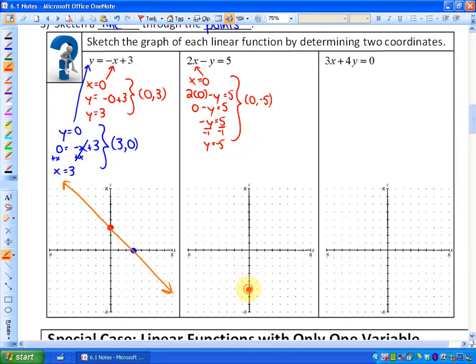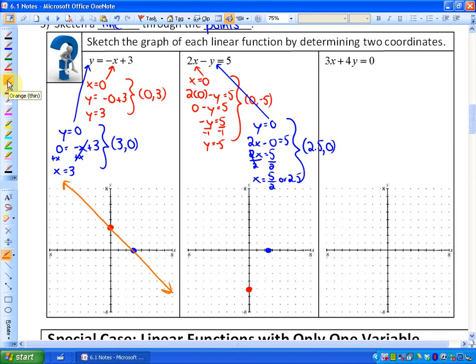or in other words, that describes this point right here. To find the other point, let's substitute y equals 0 into the function, and we'd have 2 times x minus 0 is equal to 5, or 2x is equal to 5. And if we want to solve for x, we divide by 2. And we have x is equal to 5 halves, or 2.5. So in other words, this describes the point when y is 0, x is 2.5. So (2.5, 0), which is this point right here. And now that we have 2 points, we can draw a line.